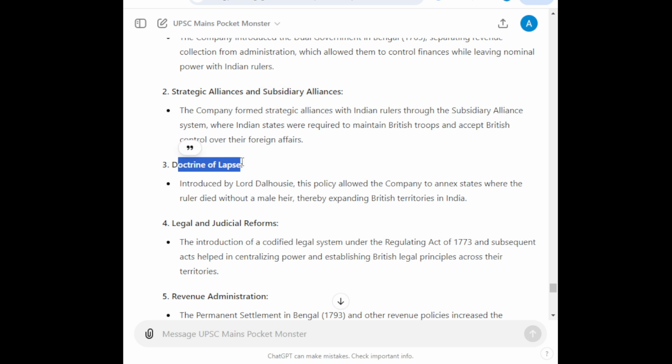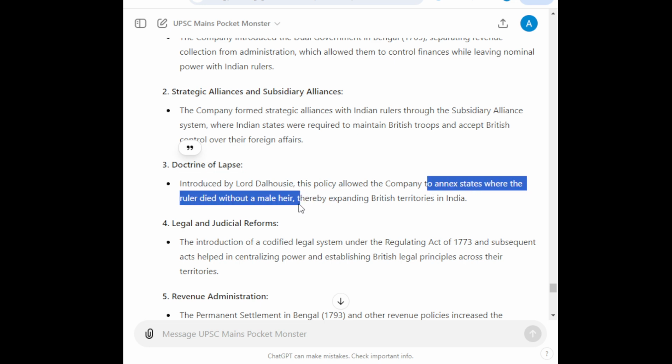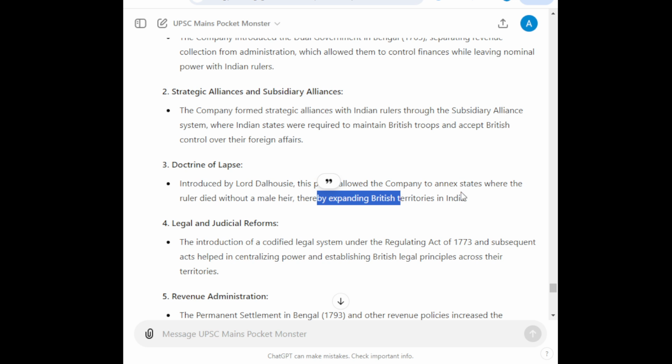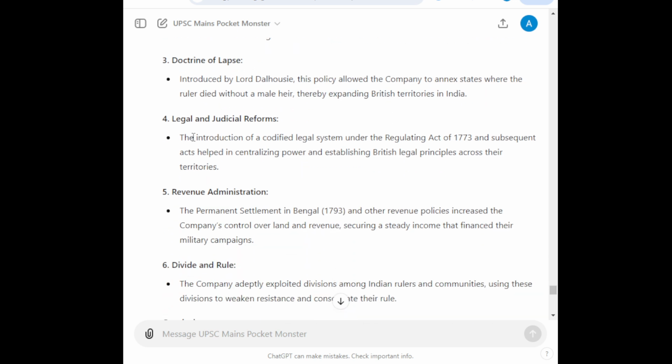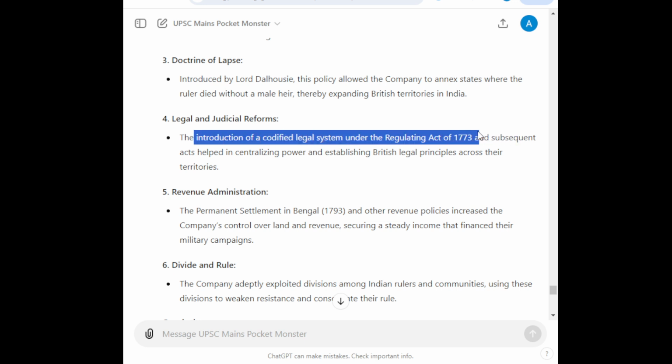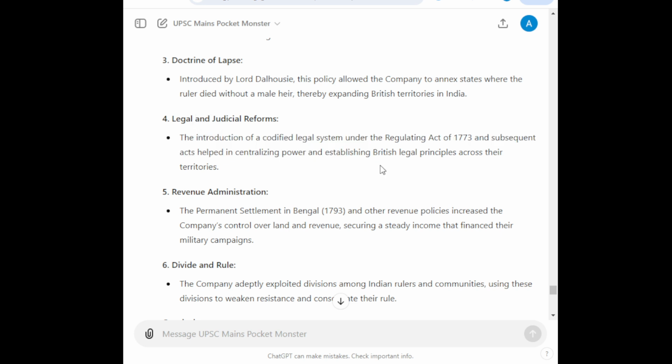Doctrine of lapse is another thing. Lord Dalhousie, this policy allowed the company to annex states where the ruler died without a male heir, and thereby expanding British territories in India. And legal and judicial reforms. The introduction of a codified legal system under the Regulating Act of 1773 and subsequent acts helped in centralizing power and establishing British legal principles across their territories.